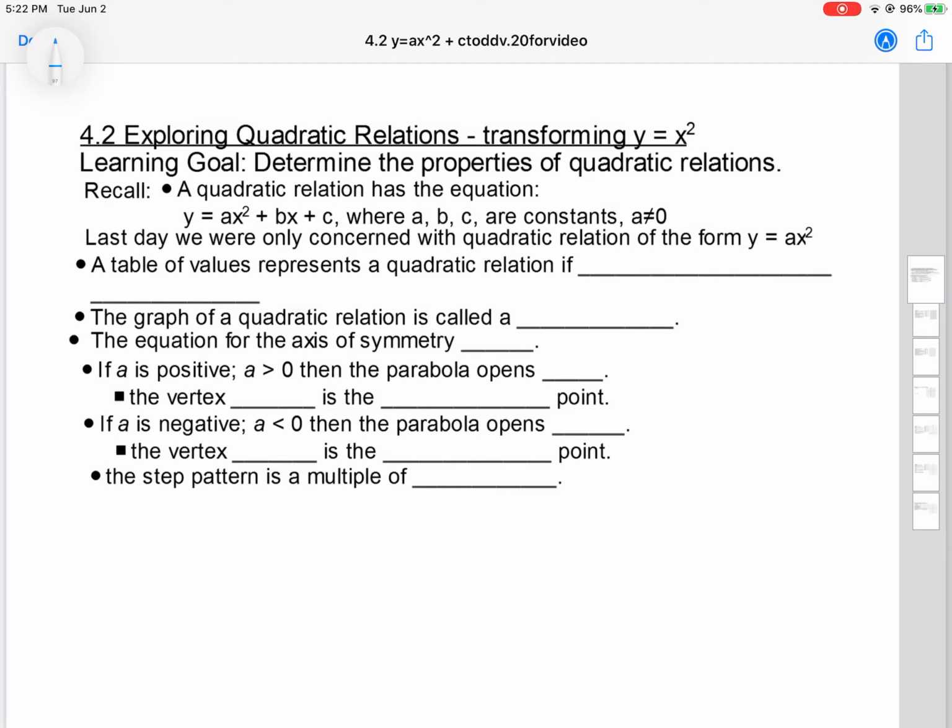Okay, so we're going to continue with our exploration of quadratic relations. We did the up and down reflection in the x-axis of the parabola, and now we're going to look at the next step. Let's review what we did in the first lesson. A table of values represents a quadratic relation if the second differences are equal.